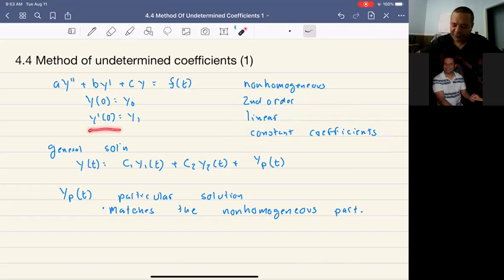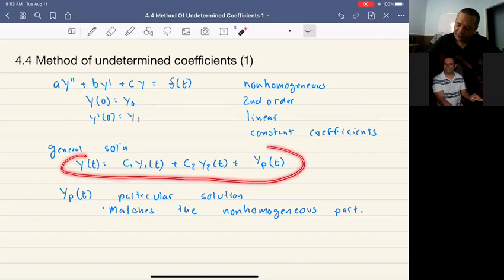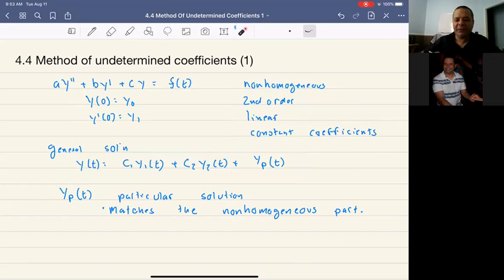We have a couple of initial conditions, and our general solution is going to be of this form: y(t) = c1y1 + c2y2 + yp(t). So in this c1y1 + c2y2, the y1 and this y1 are not the same. So let me mark that down for you.